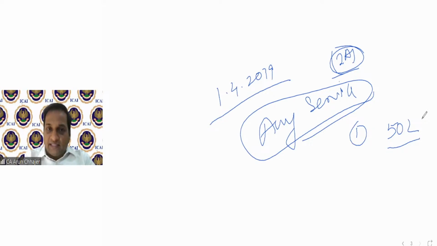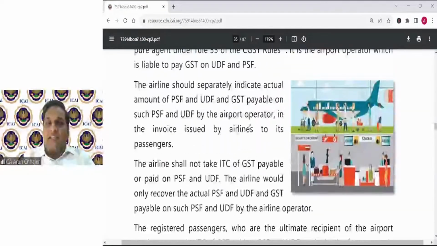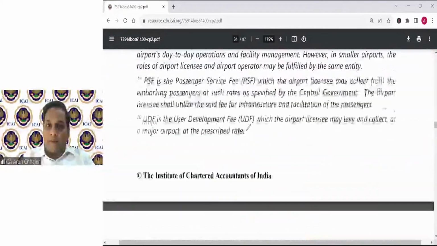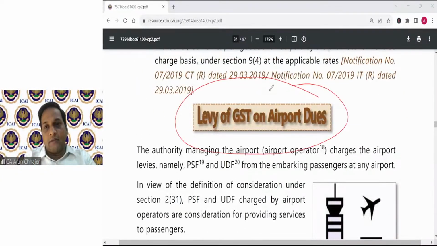So likewise, we will discuss each and every aspect of the composition scheme. And in the last, we will discuss one circular, which is basically on GST on airport levies.